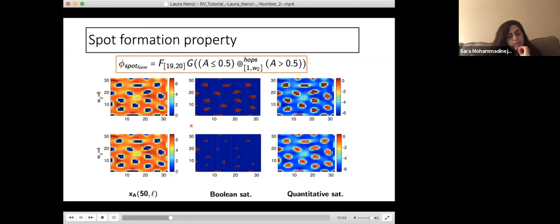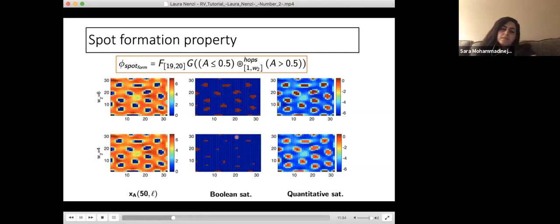So you can see in the Boolean satisfaction, the locations that satisfy the property are the red locations, and the blue locations are the locations that do not satisfy the property. You can see that in the first line, almost all the locations that correspond exactly to the spots, so to the blue part on the snapshot on the left, satisfy the property.